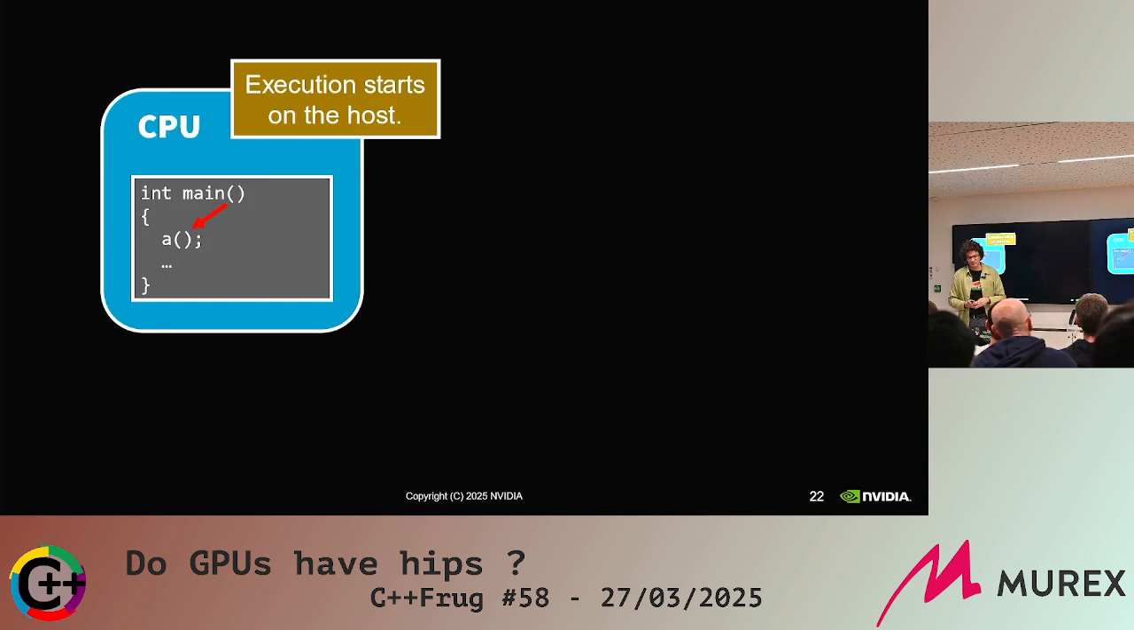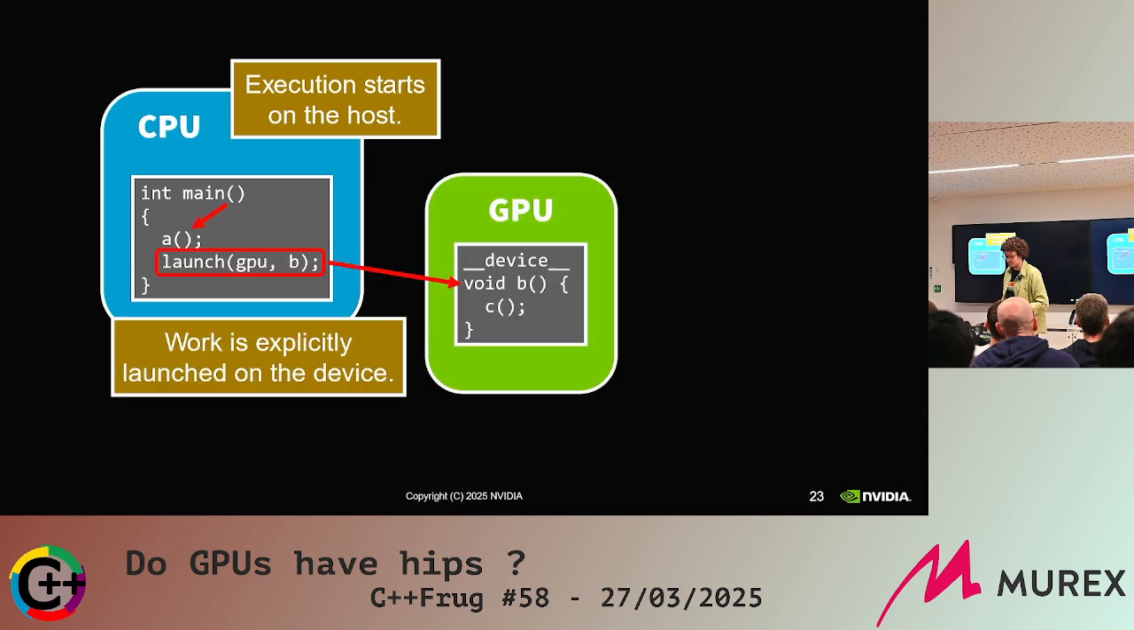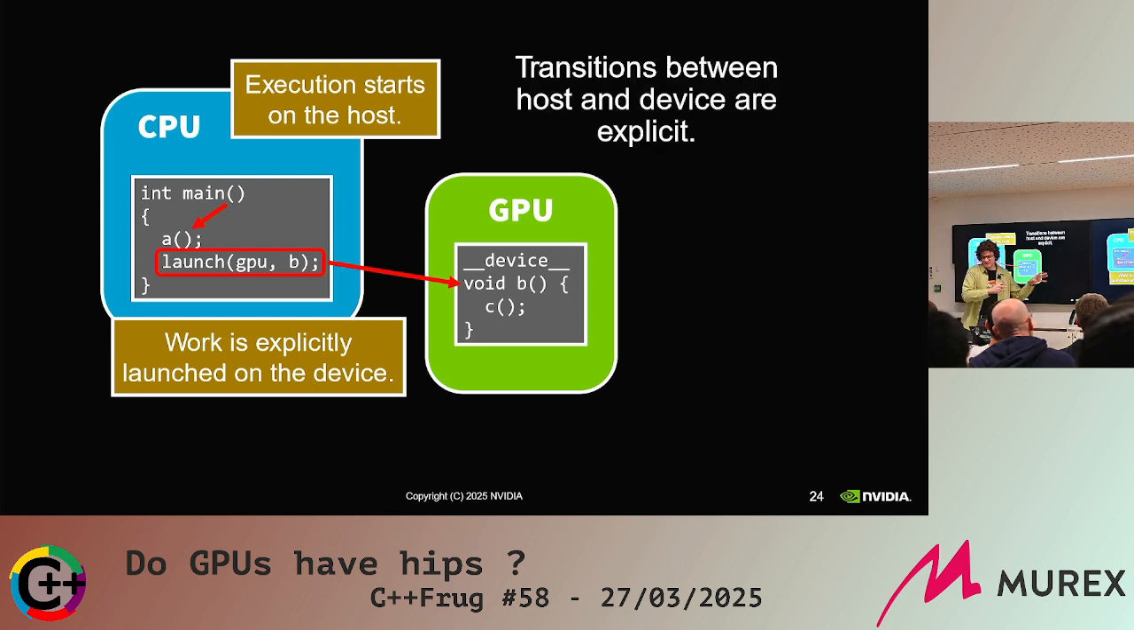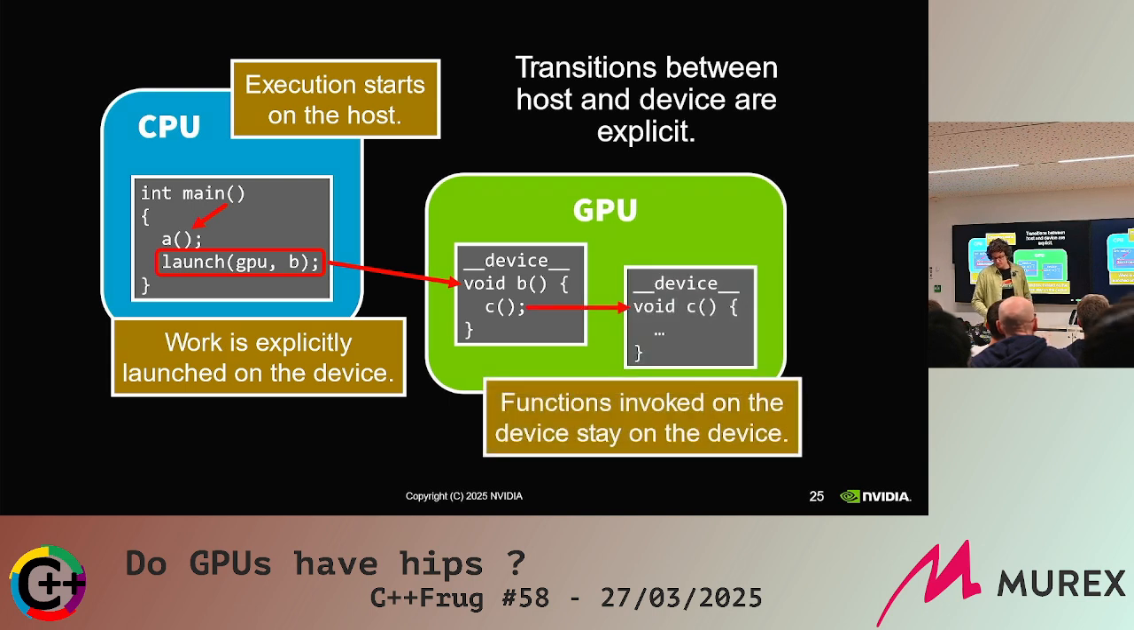Execution of a CUDA program is always going to begin on the host, and work must be explicitly launched on the device. So transitions between host and device are always going to be explicit. You have to call a function that launches work on the GPU. CUDA C++ will not magically decide to run things on the GPU for you. So functions that are invoked on the device will stay on the device. You can't launch host functions from the device, only vice versa.